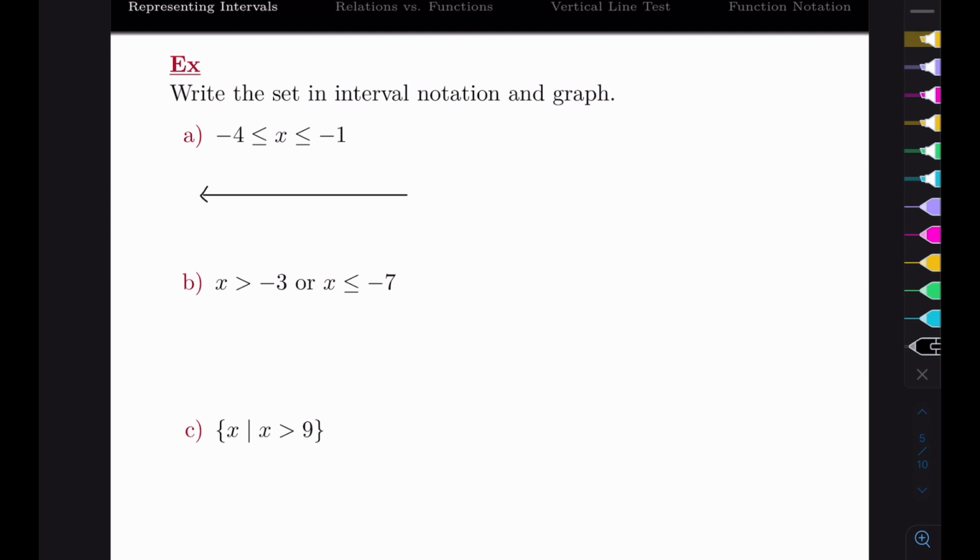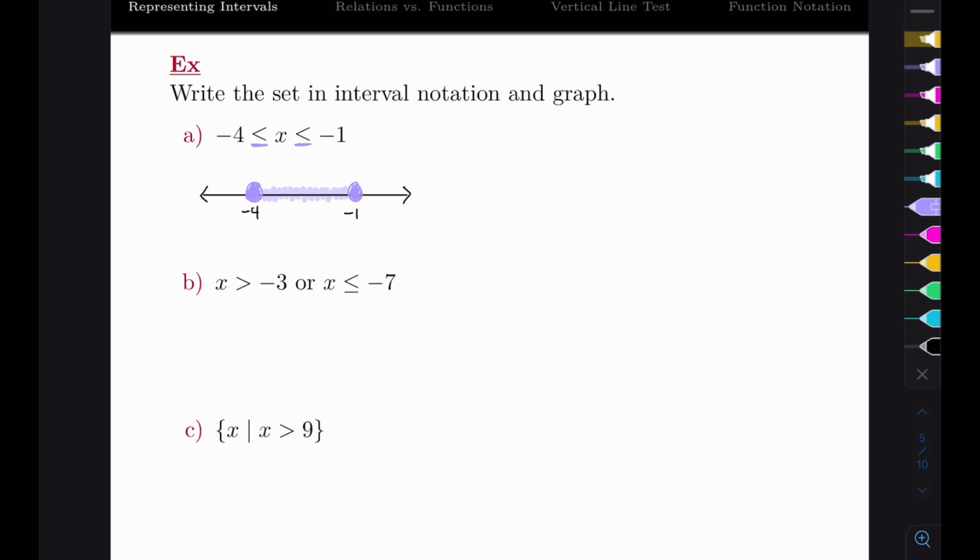So for A, here's our number line. The leftmost number we have is -4. The rightmost is -1. So I want to put 2 circles around these, and because I have those bars underneath, we can actually equal them, so we can fill in our circles. And then because I can take all values in between these 2 numbers, we end up shading in the middle.